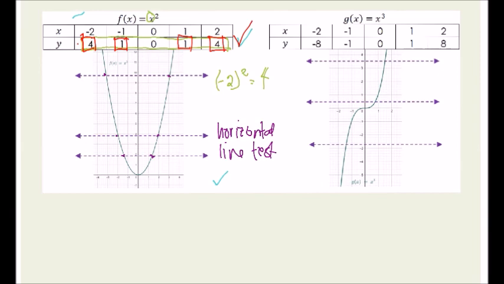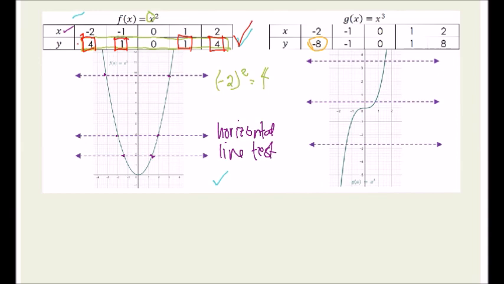Okay, let's compare it to the second example that we have here, which is x cubed. We have the same values in our domain: -2, -1, 0, 1, and 2. Now, -2 cubed will give us -8, because -2 times -2 is +4, and 4 times -2 will give us -8. -1 cubed is -1. 0 cubed is 0. 1 cubed is 1 and 2 cubed is 8.